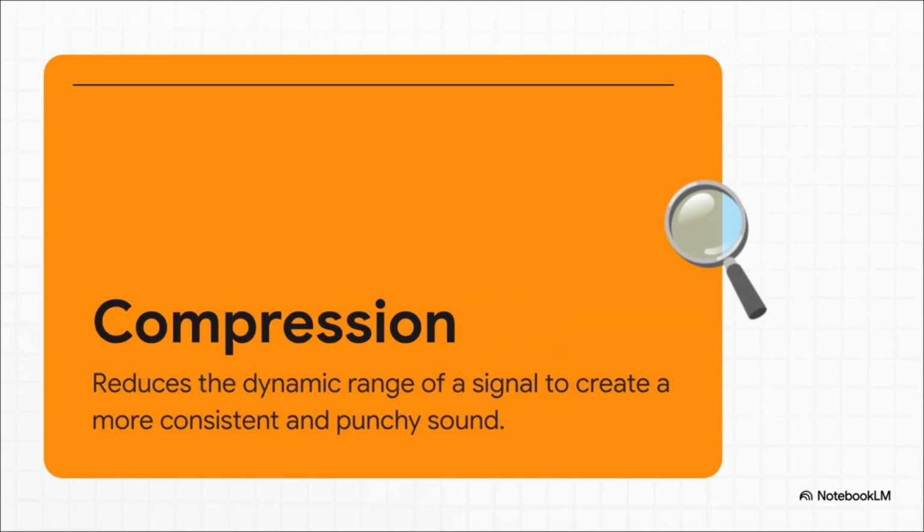Next up, we've got compression. This is your secret weapon for adding punch and controlling dynamics. It evens out the volume of a track, making it sound more consistent and powerful. You want your drums to hit harder? Compression is absolutely your friend.